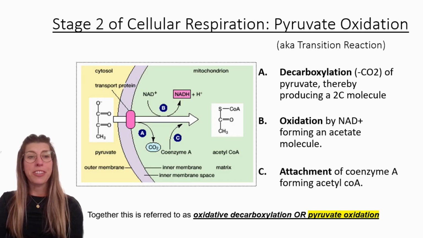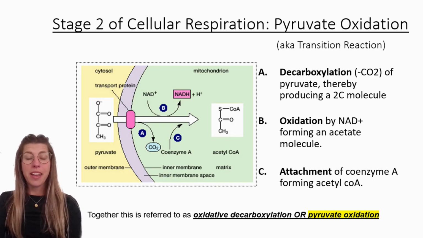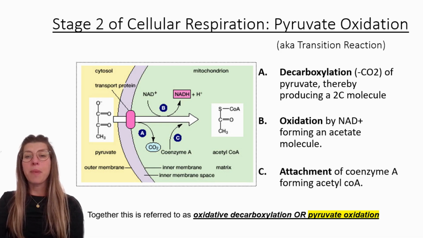And then part C, there's an attachment of coenzyme A to that acetate molecule, which forms a larger compound in itself called acetyl-CoA. And you could see that as the product of pyruvate oxidation. And now we're right in that matrix there of the mitochondria.